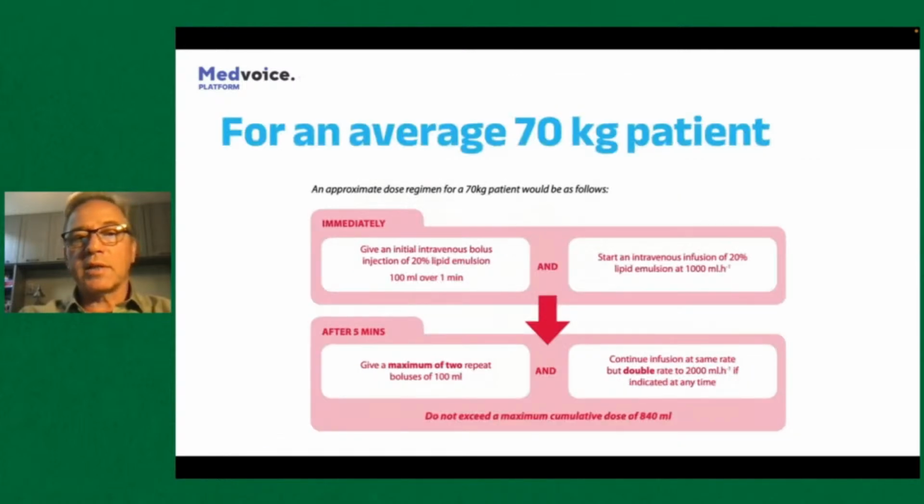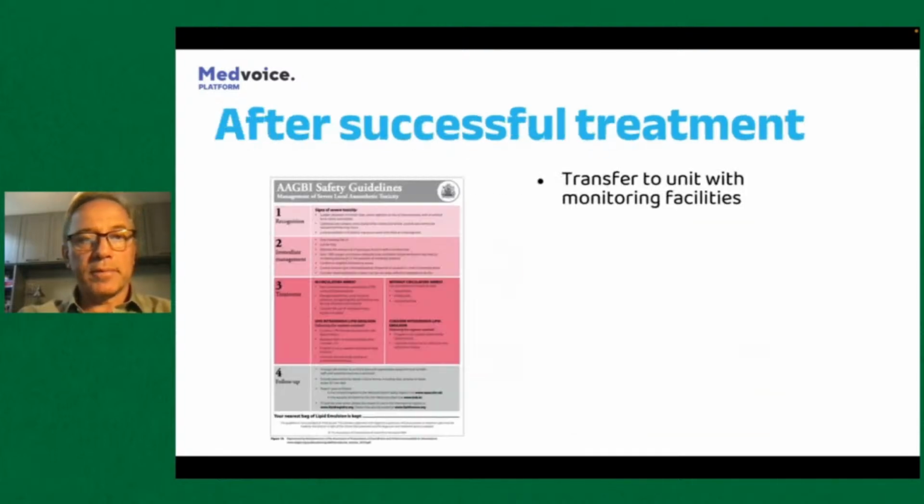So if we look at the average 70 kilogram patient, just for easy calculation, you would immediately give 100 mils and you will start infusion at 1,000 mils an hour. After 5 minutes, if it didn't have an effect, then you will give another 100, and then another 100, and then double the dose of infusion to 2,000 mils per hour, up to a maximum dose of 240 mils of 20% intralipid.